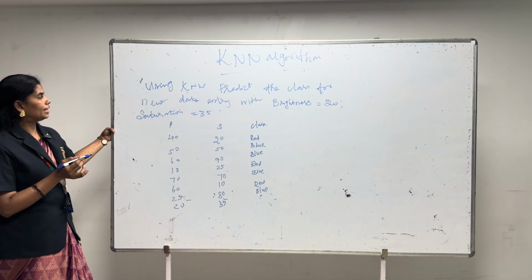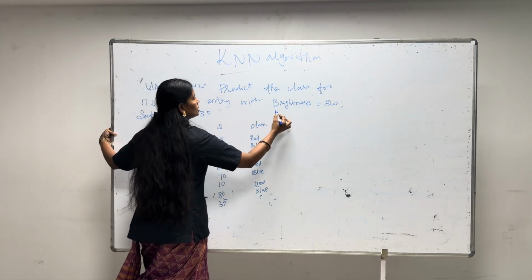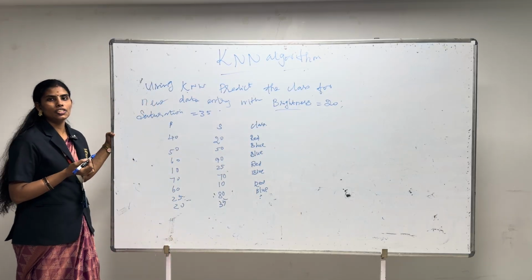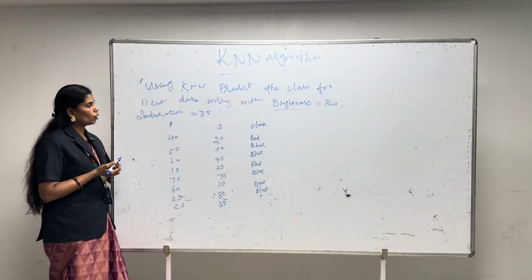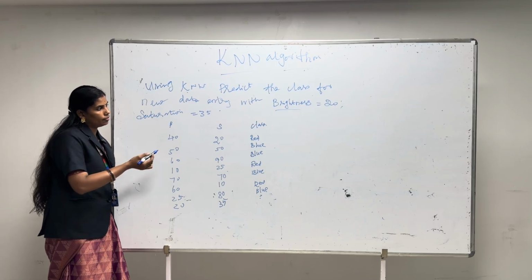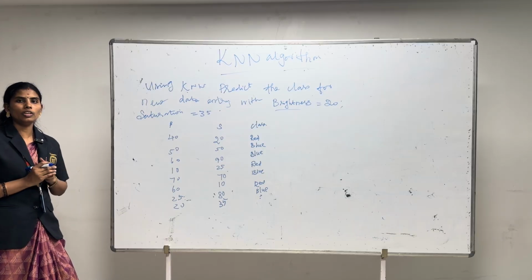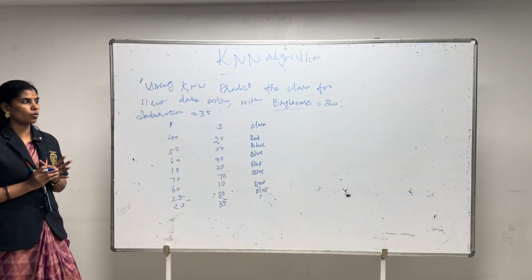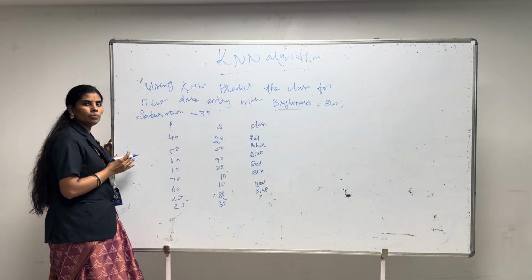Using KNN, predict the class for the new data entry with the brightness they have given us as 20 and the saturation value they have given us as 35. For that we are going to find which category, which class they are. Now we are going to use the Euclidean distance formula for this. First, we have already seen the algorithm of 4 steps.